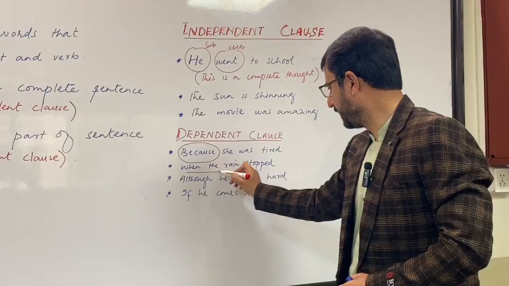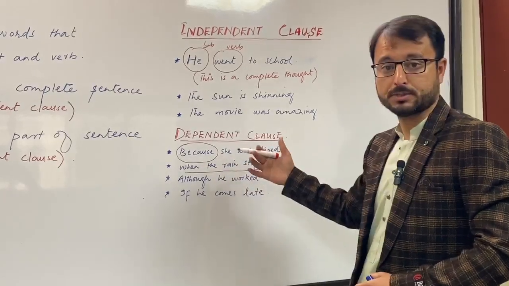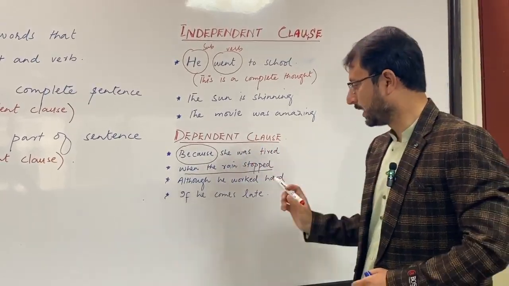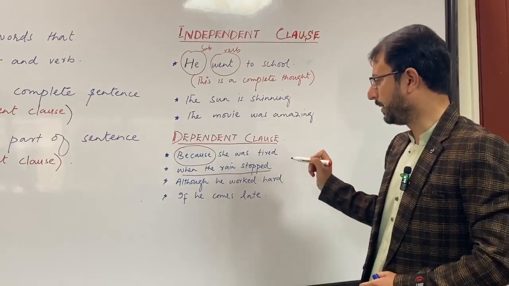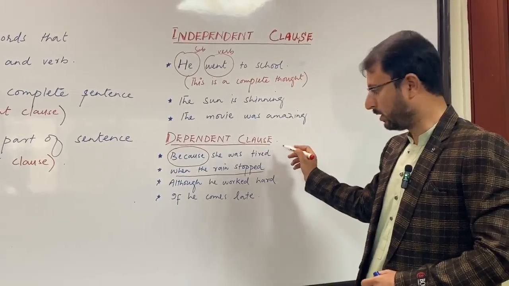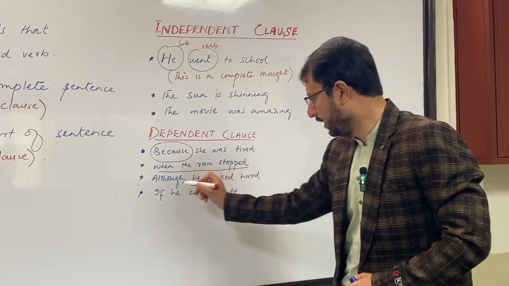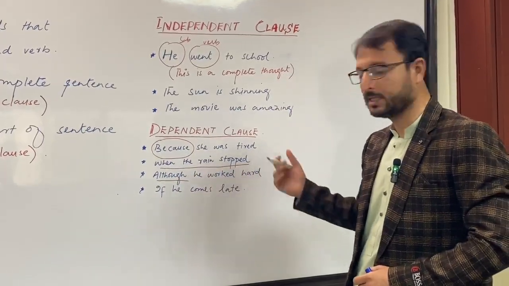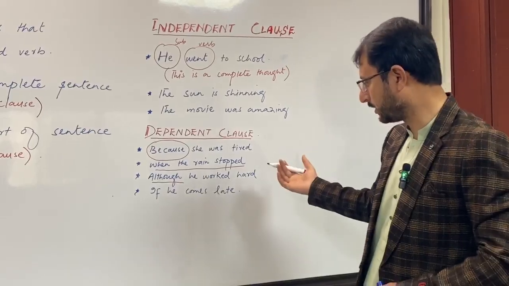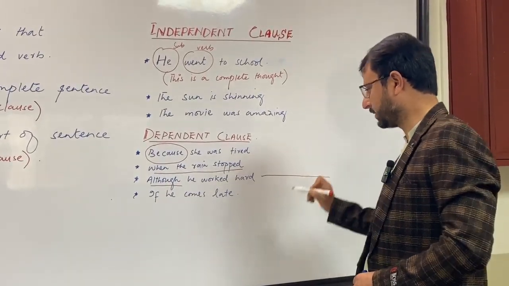When the rain stopped, then what happened? It does not give us complete sense. So it does not stand alone. That is why it is known as dependent clause, and we can also call it subordinate clause. Although he worked hard, agarche usne mehnat kiya, although he worked hard, then what happened? It does not give us complete sense.